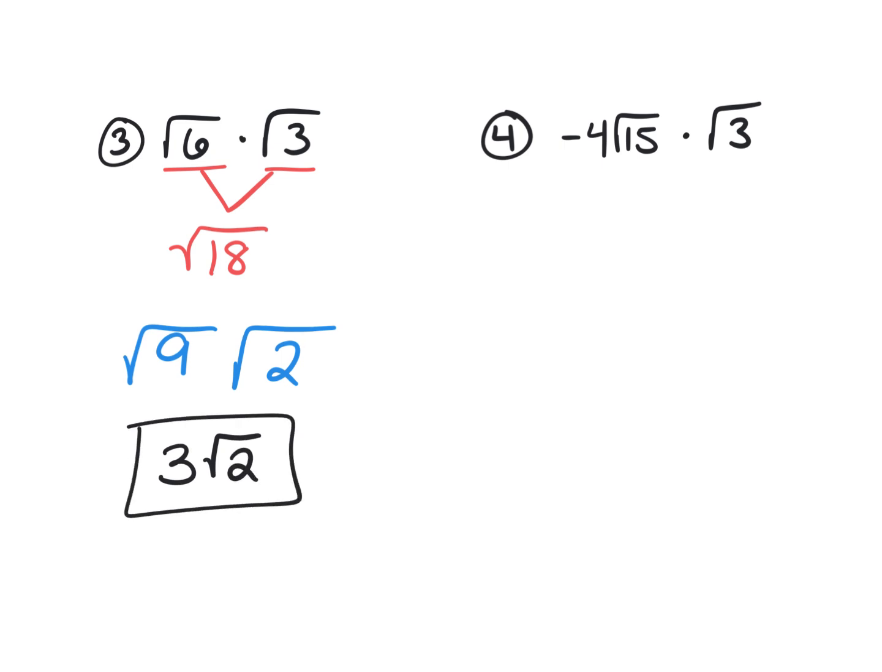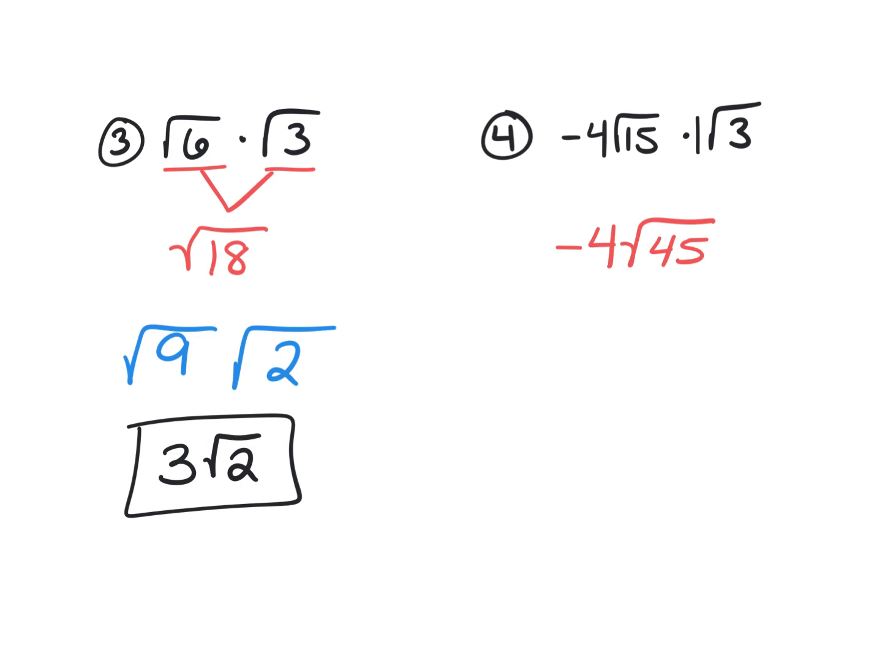All right, number 4, we have whole numbers involved. Again, if there's not a whole number, what can you assume is there? A 1. So what do I want to multiply together first? Negative 4 times 1 is? Negative 4. And then what's my new radical? 15 times 3 is 45.